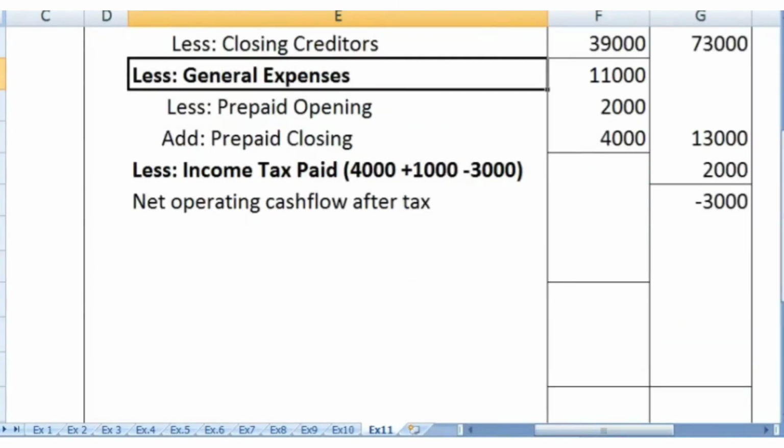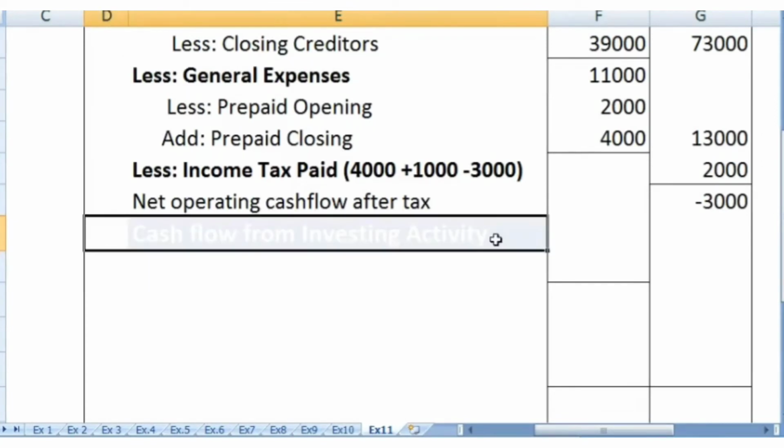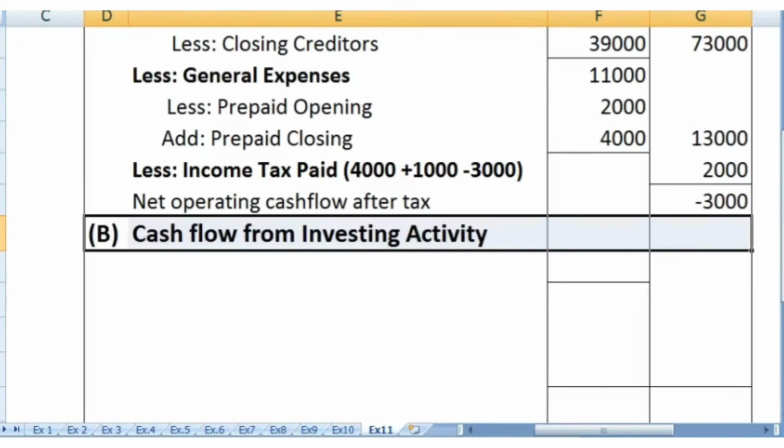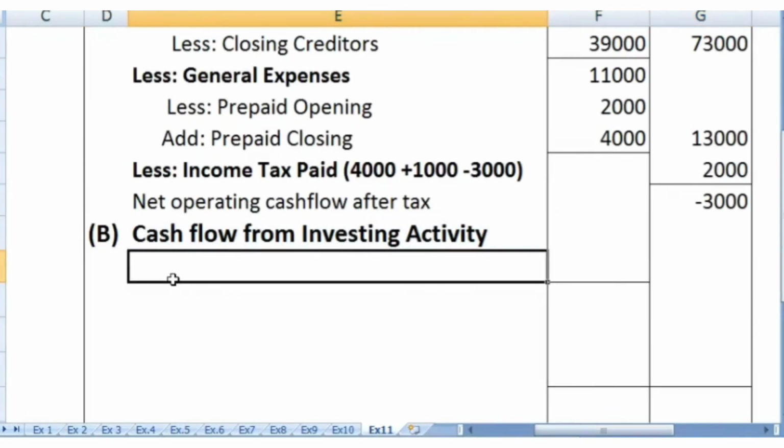Then the second most important cash flow is the investing activity. Cash flow from investing activity, B part. In investing activity, that means here plant, and no additional information is given in the example. Only there is one thing, that is depreciation. So 50,000 is the opening balance, closing balance is 91,000. What does it indicate? It indicates that something was purchased.